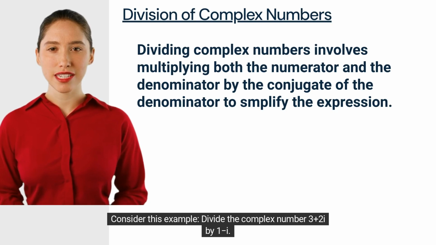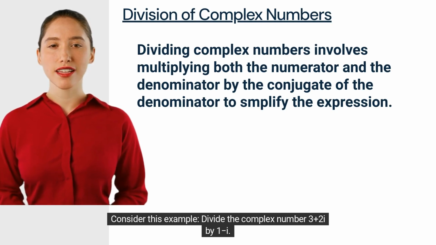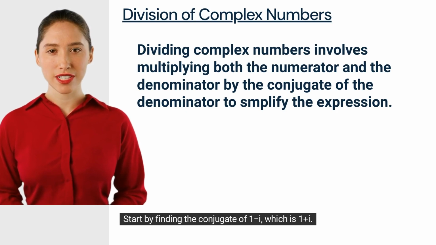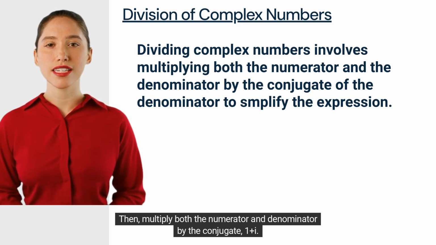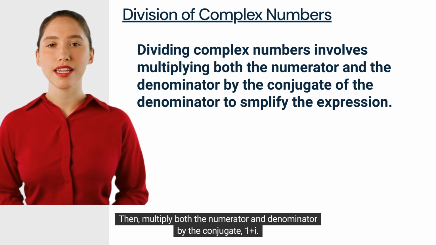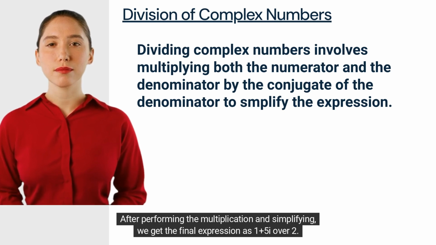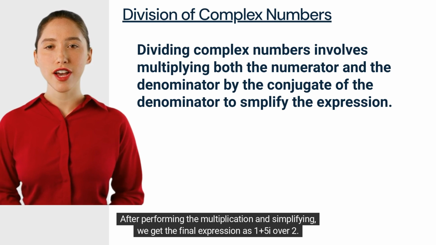Consider this example. Divide the complex number 3 + 2i by 1 - i. Start by finding the conjugate of 1 - i, which is 1 + i. Then, multiply both the numerator and denominator by the conjugate, 1 + i. After performing the multiplication and simplifying, we get the final expression as (1 + 5i)/2.